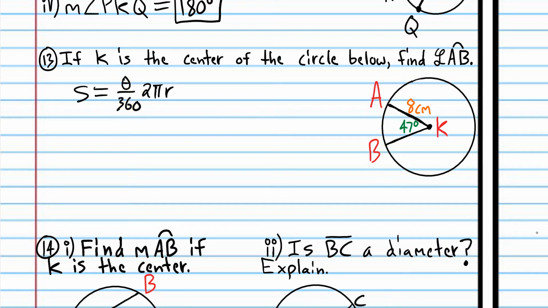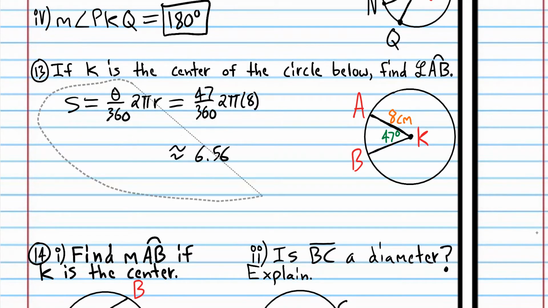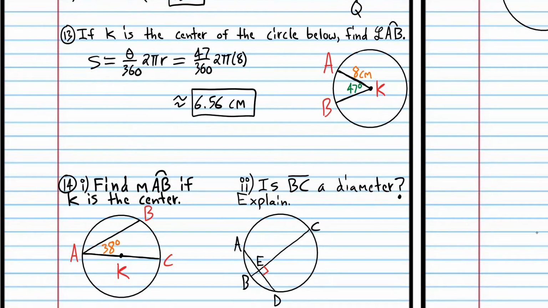So theta is 47, and the radius is 8. And at this point, you can just use your calculator to approximate the answer. 47 divided by 360 equals, then times 2 equals, then times pi equals, and then times 8 equals. So we have 6.56, and it doesn't tell us what to round off to, so we can just round to the nearest hundredth place. And the units are centimeters. So if you got that one right, good job. Okay, on to number 14. Go ahead and try 14. When you come back, we'll do it together.